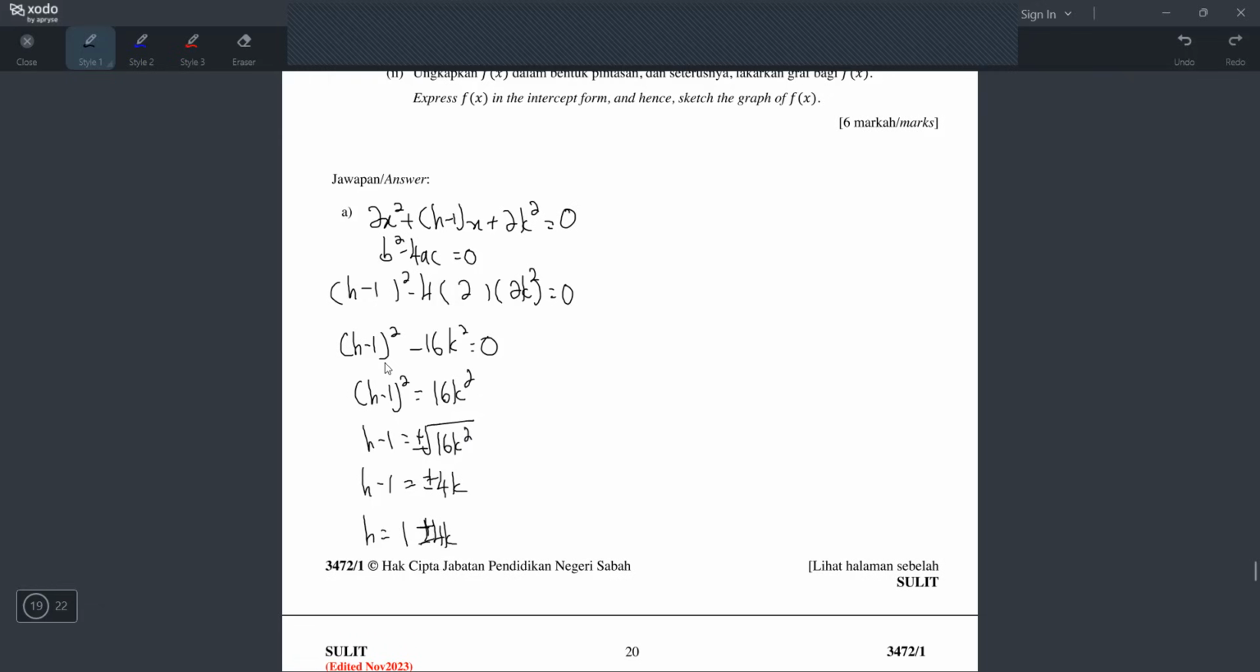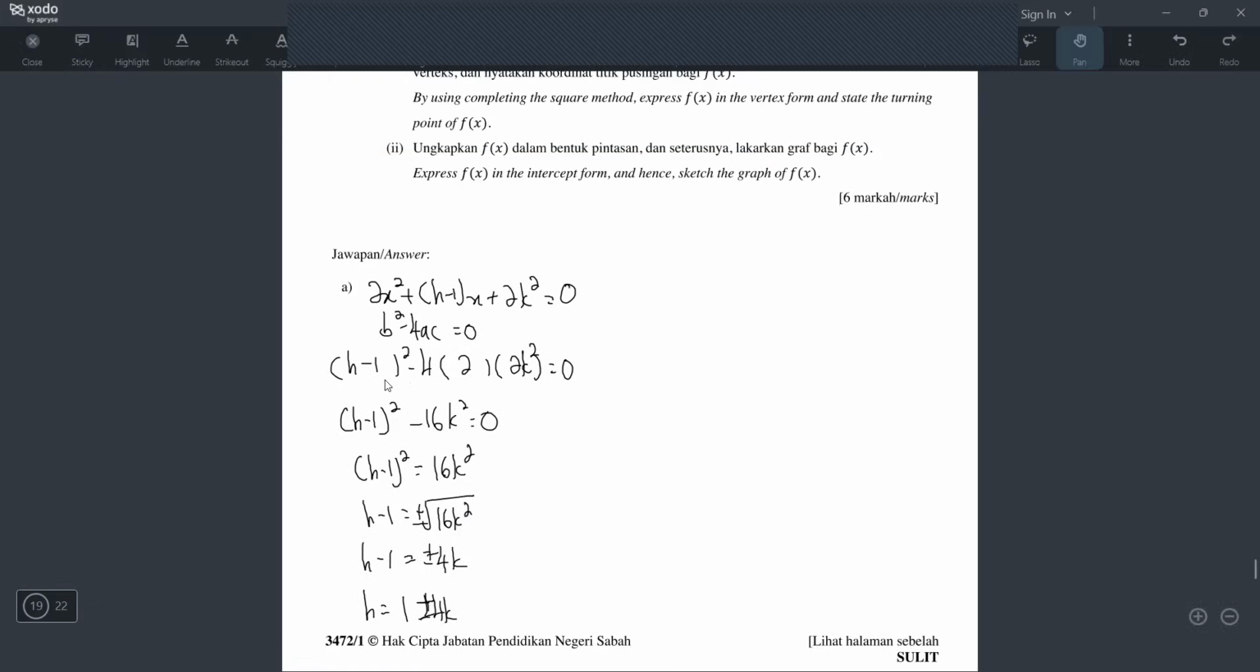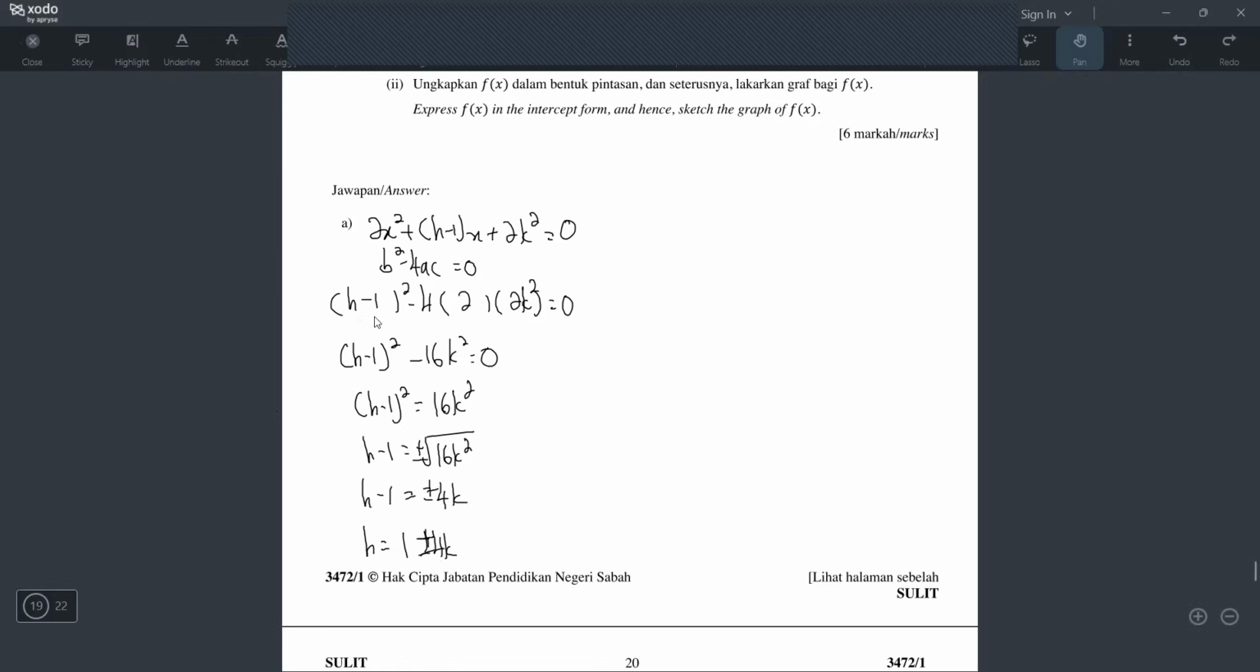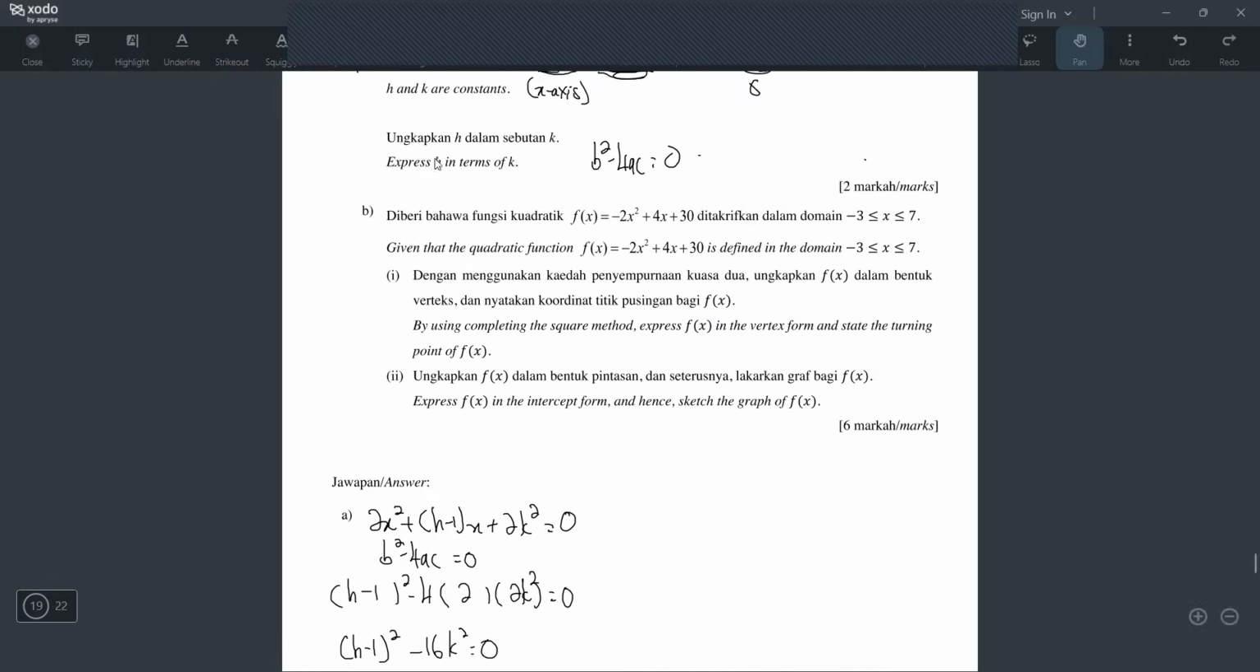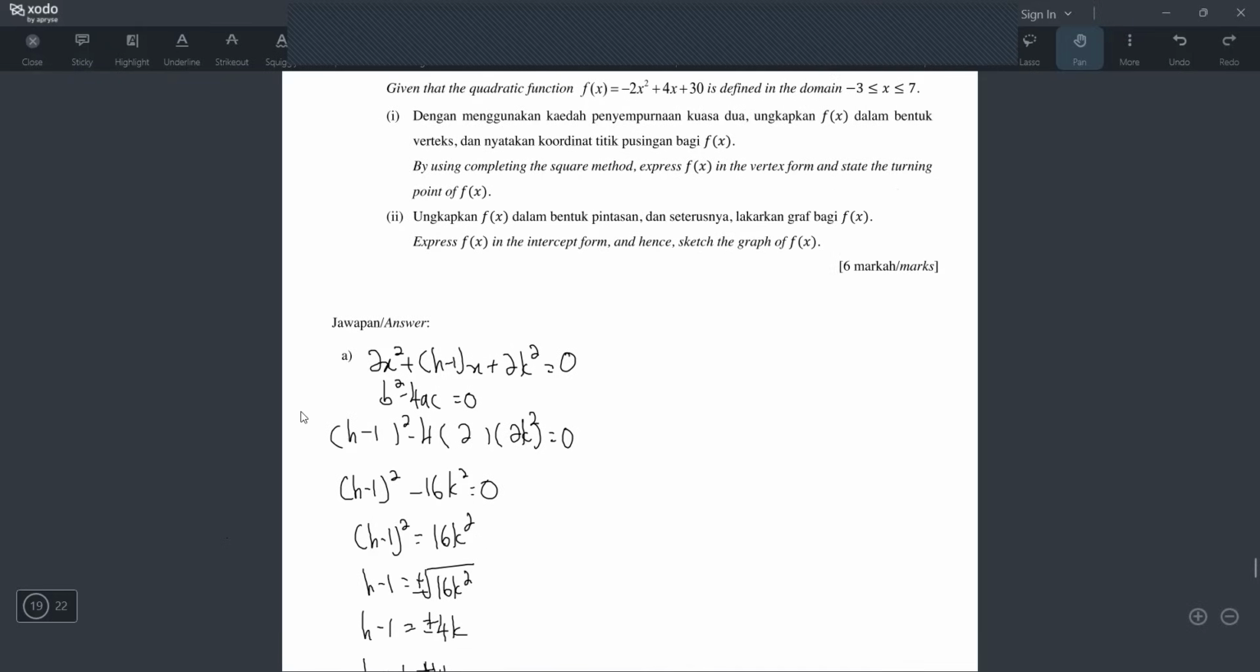Okay, I want to ask you, why did I never expand this? Okay, actually, if you expand can also. If you expand, you'll get what? H square minus 2H plus 1, right? That is why I don't want to expand, because later I want to find H. So it's better to not expand actually, because if you want to find H means you want your H to be single. If I expand it, my H is not single anymore. That's why I never expand it, right?